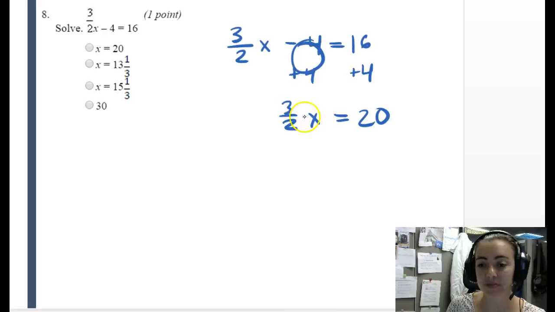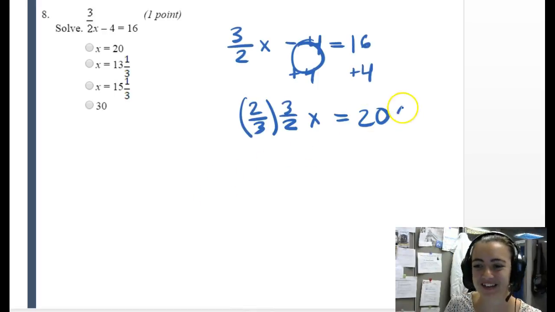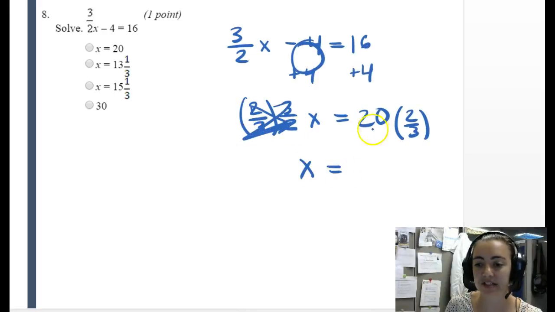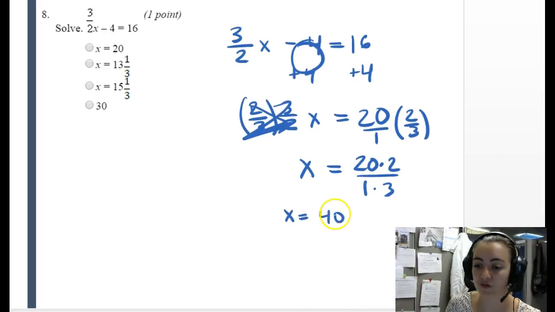So 2/3 times x. Remember, if you see a fraction multiplied by a variable, you can multiply by the reciprocal. So you flip the numerator and the denominator. So 2 divided by 2 is 1. 3 divided by 3 is 1. So we have x is equal to 20 times 2/3. You can think of it as 20 divided by 1. Multiply the numerator. So 20 times 2 over the denominator is 1 times 3. So x is equal to 40 divided by 3. Well, it's not one of our options here. They want it as a mixed number.